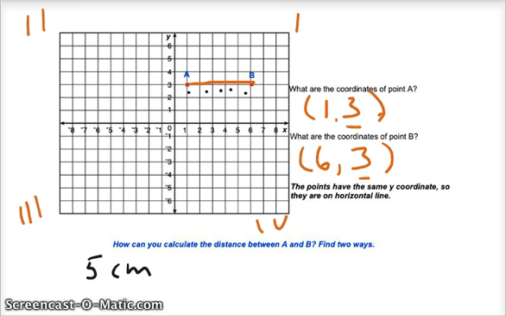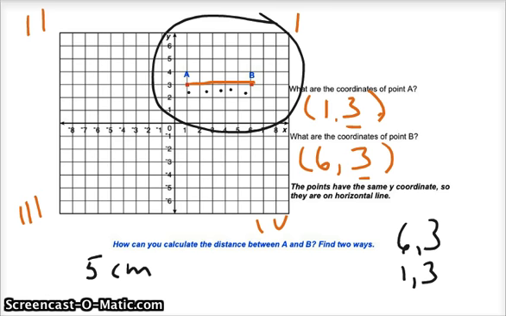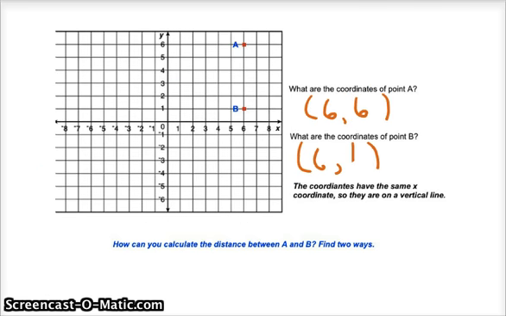Now the other thing you can do, being that they both have positive values, we know point B is at 6, 3. Point A is at 1, 3. So we can take their x coordinates and subtract 1 from 6. 6 minus 1 is 5, and that's another way of finding the distance. Okay, and that works in this example because we're dealing with positive numbers in the first quadrant.